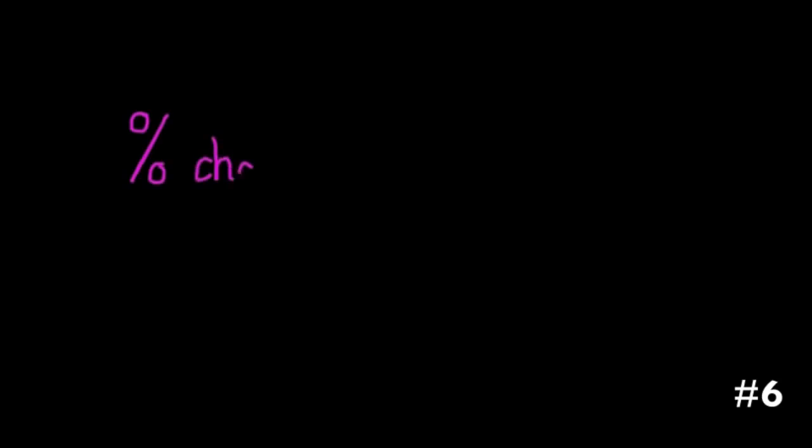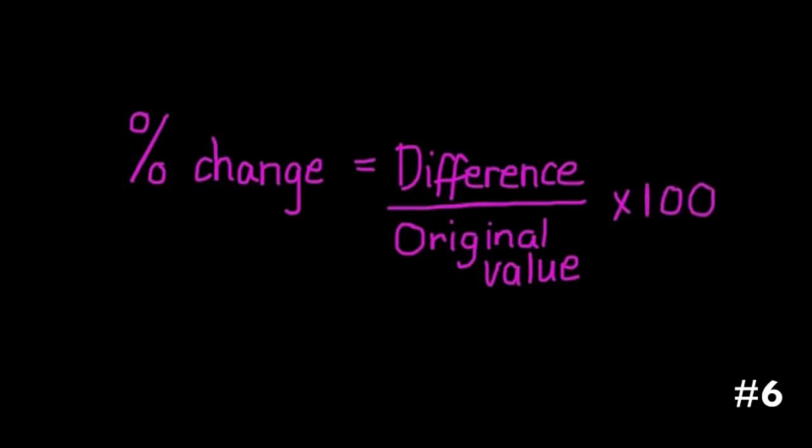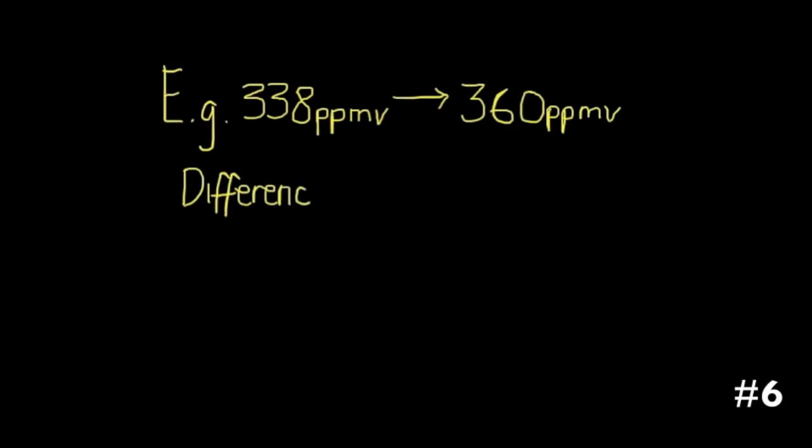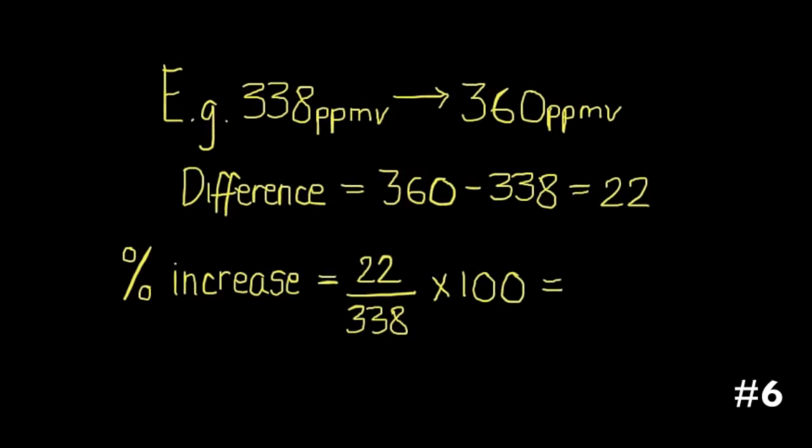You may be asked to calculate percentage change, so make sure you know the formula for that. It's the difference between the two values divided by the original value and multiplied by 100. As an example, let's say we've been asked to calculate the percentage increase in carbon dioxide concentrations, and we note that it goes from 338 to 360 parts per million by volume. First of all, you'd find the difference. 360 minus 338 gives you 22. Then you divide the difference, 22, by the original or starting value, which is 338, multiplied by 100, and that gives you a percentage increase of 6.5%.